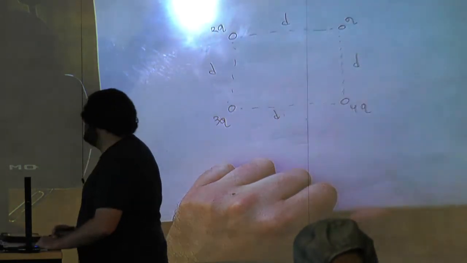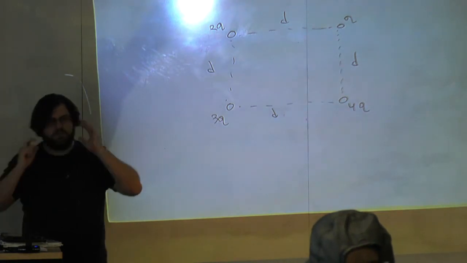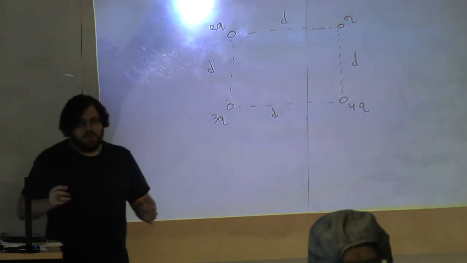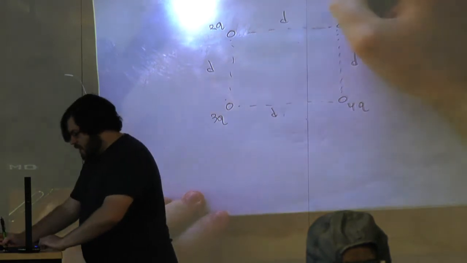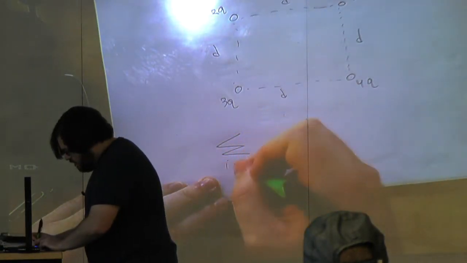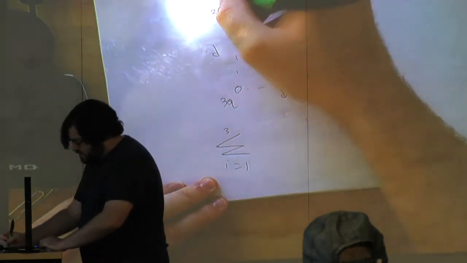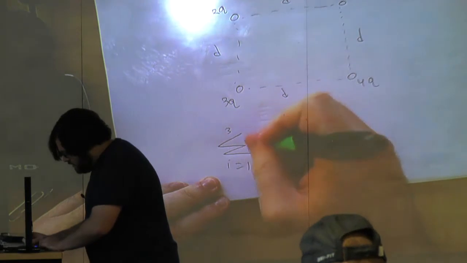So, in order to solve this problem, we have to use what's called the superposition principle. The superposition principle tells you that if I want to find the field at a point, I can just take the sum of all the fields caused by each of these three charges.